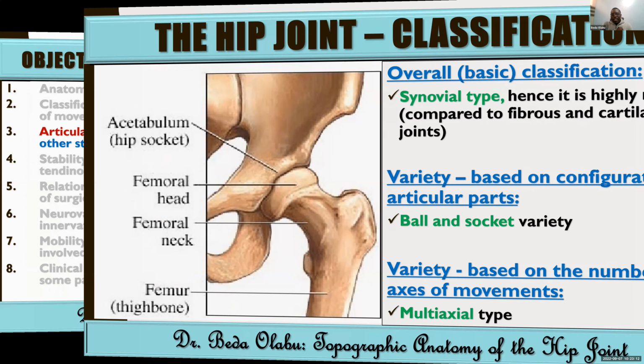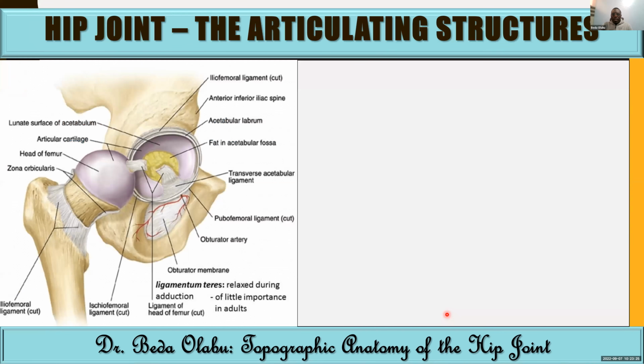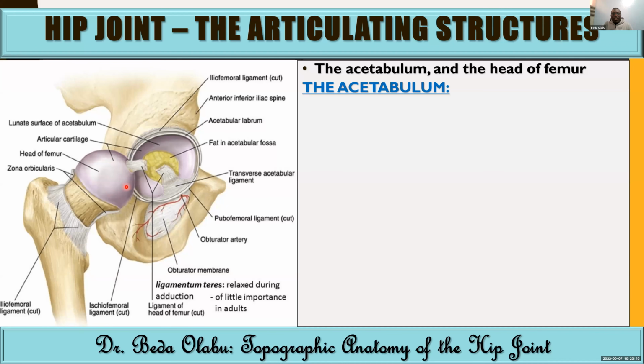Great. Third agenda is to describe the articular surfaces. We want to give a detailed description of the structures that articulate at the hip joint. There are two structures that articulate at the hip joint primarily. We have the acetabulum and the head of femur. This is the acetabulum, and that's the head of femur. I want us to begin by describing the acetabulum.